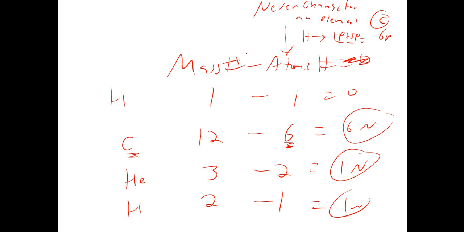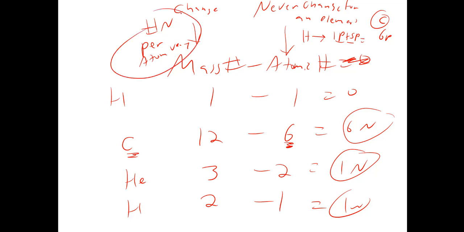Now, alchemy was obsessed with adding protons in order to create gold, and it turns out scientists can now create gold, believe it or not. Unfortunately, it costs more to create the gold than it does to mine it. I digress. Mass numbers, however, can change. So the number of neutrons per atom can vary. It can always vary.